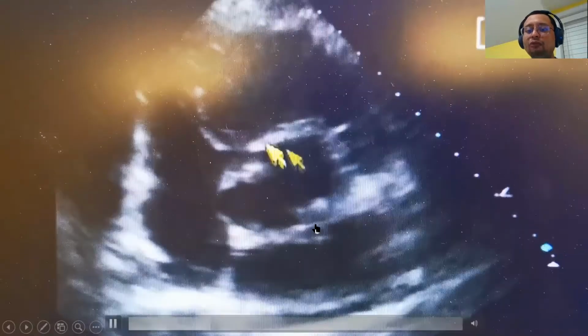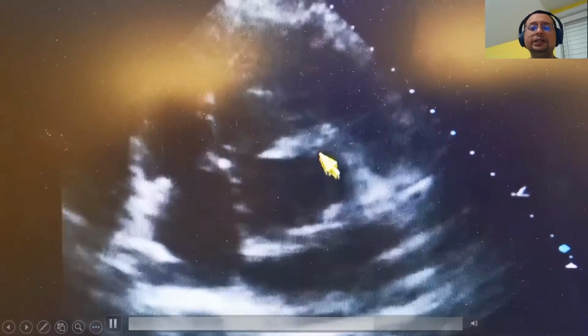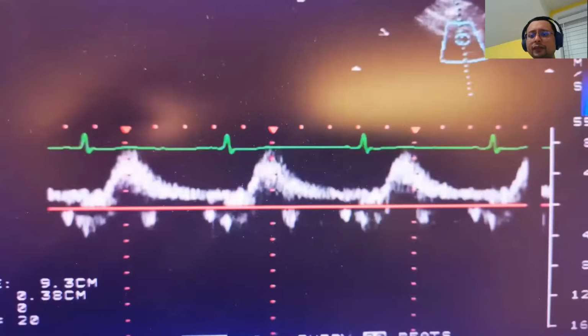So this is an example of bicuspid aortic valve. This patient has a bicuspid aortic valve. This is a pulse wave Doppler of the abdominal aorta. What is your comment on this pulse wave Doppler?